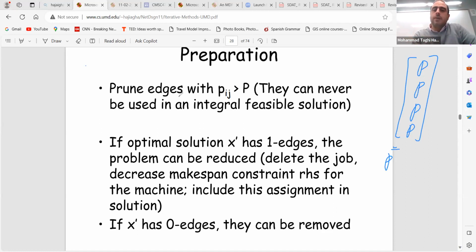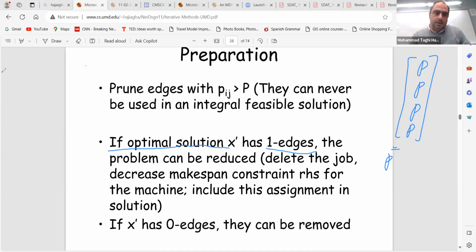So I will first prune the edges where p_ij is greater than P. Why? Because if p_ij is greater than P, this job cannot be assigned to this machine. So I just remove those edges. If this is possible, then that should be the case.